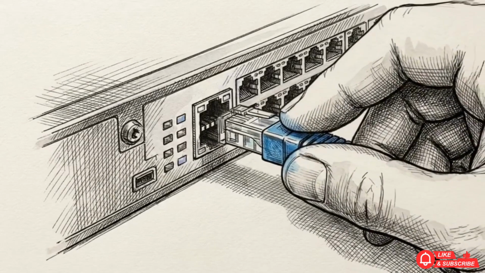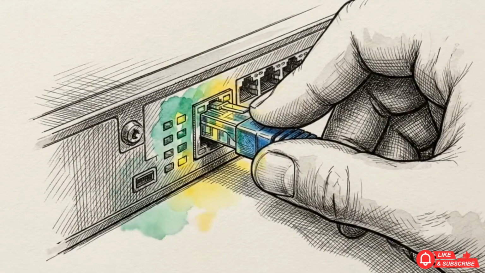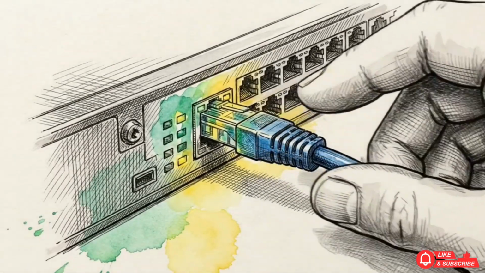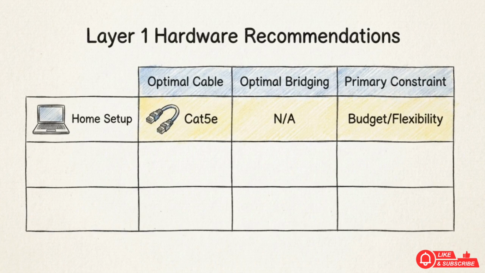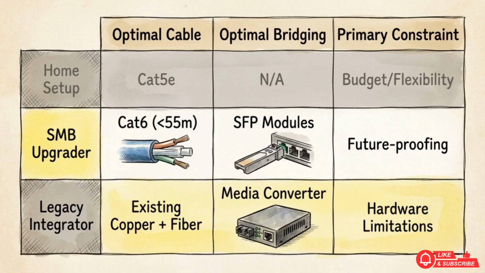Ultimately, your physical layer choices have to be dictated by your distance requirements, your existing hardware, and your budget, not marketing claims. This matrix scorecard maps out the exact hardware combinations you need based on 3 distinct viewer archetypes. Let's find your environment. First is the home setup. If you are dealing with sub-gigabit speeds and tight budgets, stick exclusively to Cat5e. If your internet service provider isn't delivering more than 1 gigabit to your modem, installing Cat6 in your walls is a waste of money.